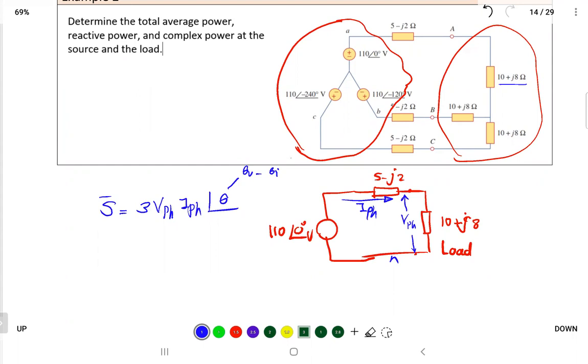Three V phase, I phase, and the angle theta. I can do bold, so I just make a line to show the difference between S bold and S not bold. S as a vector is the complex power. If you're only looking for the magnitude, like 3 times V phase times I phase, it would be the apparent power. So I just make a line to say it's a vector, not a scalar magnitude. The magnitude alone has a different name, apparent power. That's why I'm doing this.